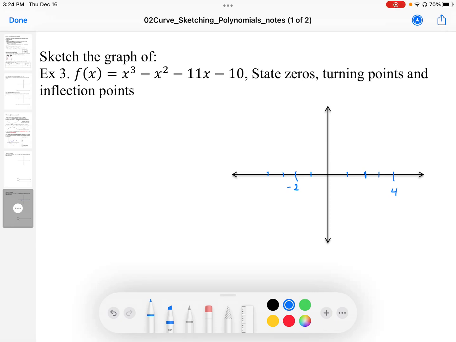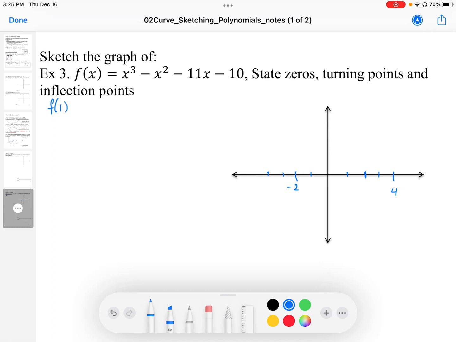Here we're being asked to sketch the graph of f of x equals x cubed minus x squared minus 11x minus 10. And we're going to start with the zeros. To get the zeros, we need to factor this. And since it's a cubic polynomial, we're going to have to guess the first factor. So I'm going to use the remainder theorem.